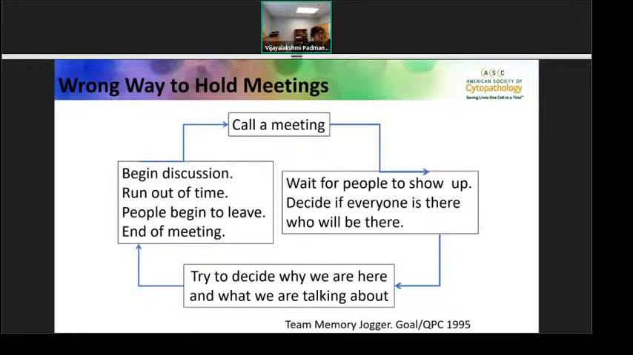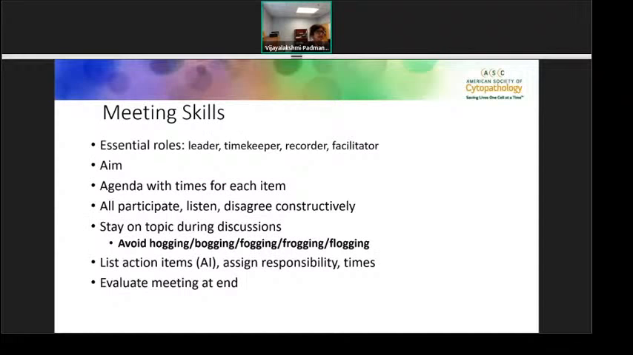Now, one way to not do this is call a meeting, wait for everybody to show up, and then, who's there, who's not there, what are we going to talk about, begin the discussion, run out of time, blah, blah. No, you don't want to do that. Because this is so time-bound, and we're all so clenched for time, you want a leader, a timekeeper, somebody who's going to record what you're doing, and a facilitator.